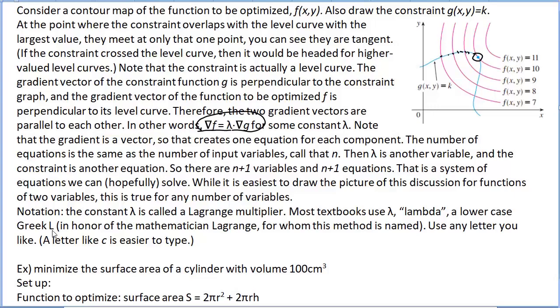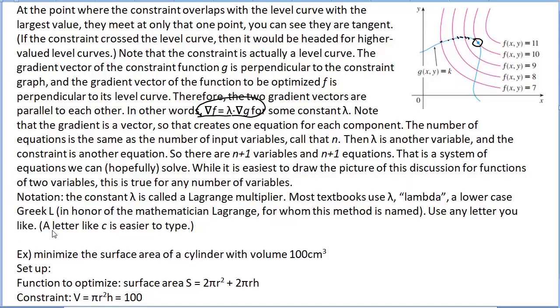And then the constraint is the volume of the cylinder. The volume of the cylinder is pi r squared h, but we know that equals 100. So V equals pi r squared h, and that equals 100. Notice that in this problem, the function we're trying to optimize we're calling S, and the function giving us the constraint we're calling V.